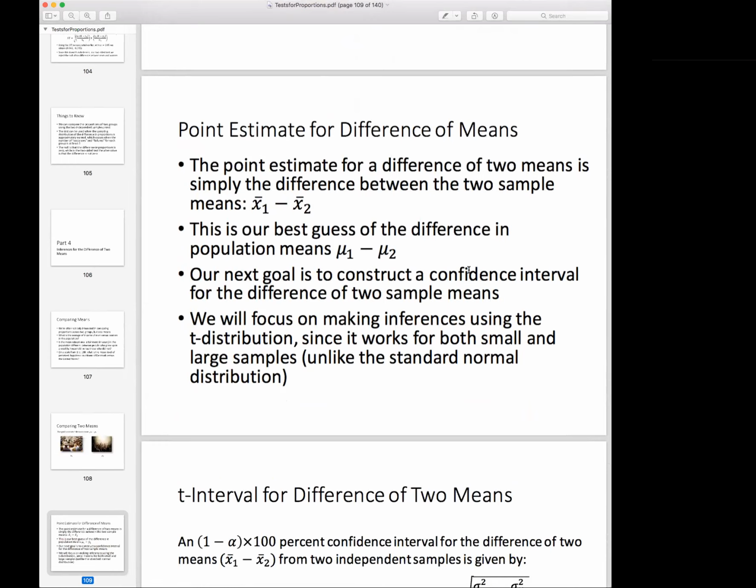And our next goal will be to construct a confidence interval for the difference of the two means. And we will use the t distribution as opposed to the z distribution because it works with both small and large sample sizes. So it's a better distribution to be working with because it can handle any sample size that we throw at it.